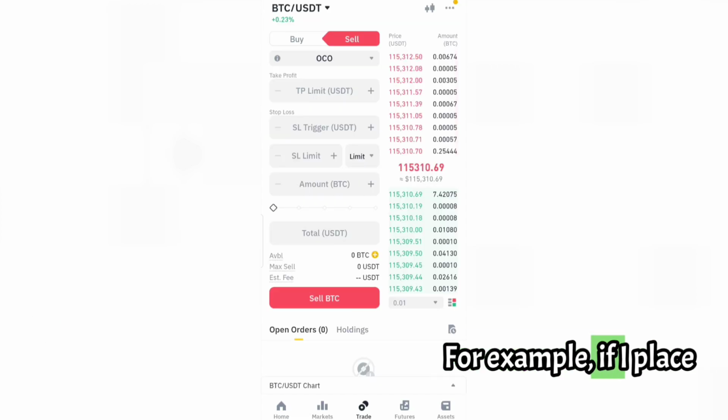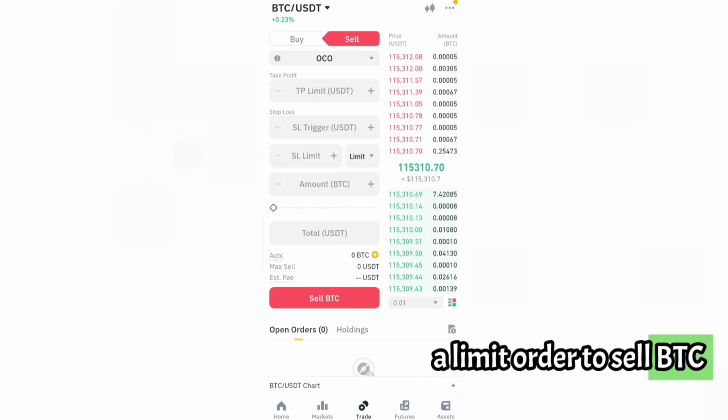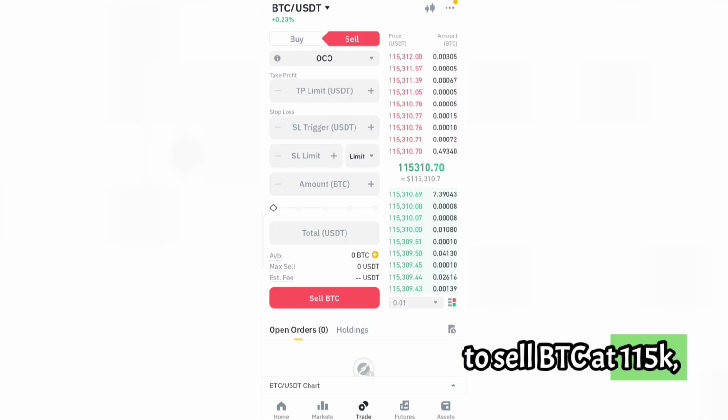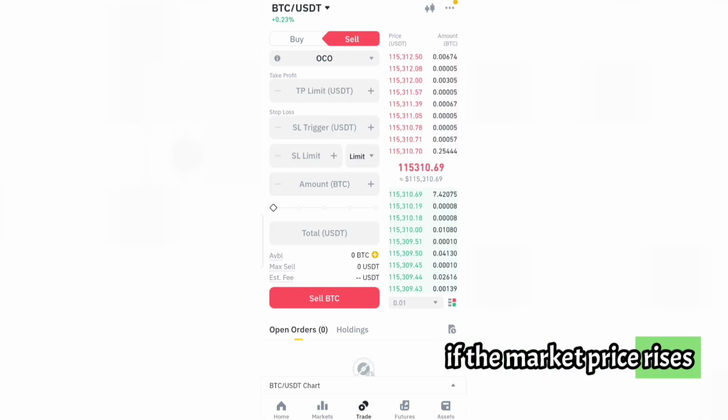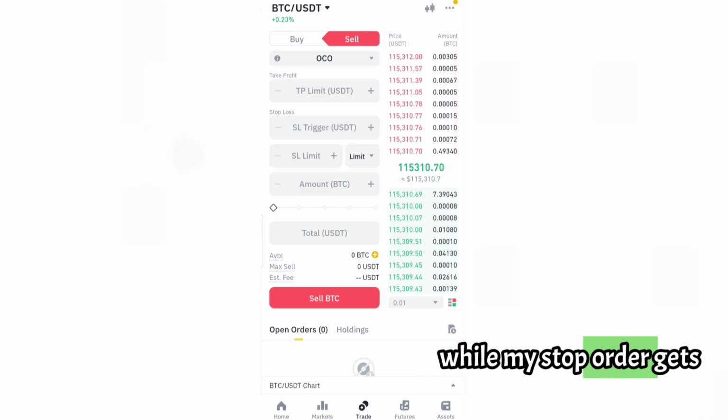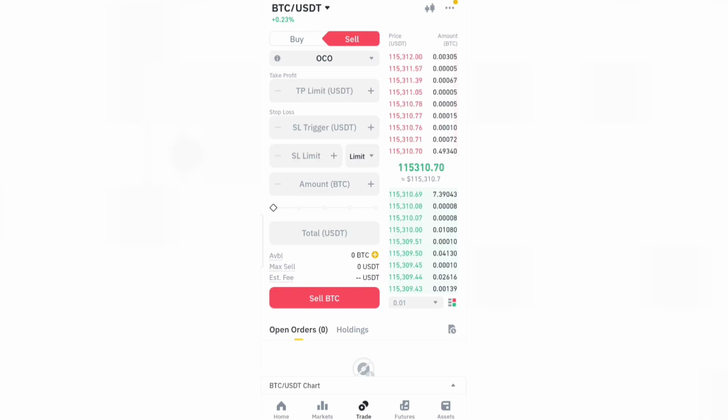For example, if I place a limit order to sell BTC at 116K and a stop order to sell BTC at 115K, if the market price rises to 116K, my limit order will be filled while my stop order gets closed automatically. If the price dips to 115K, the stop order gets filled while my limit order at 116K is closed immediately.